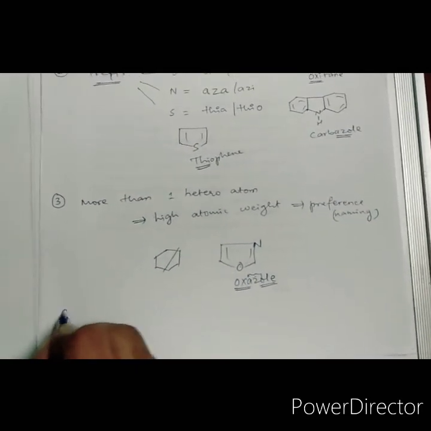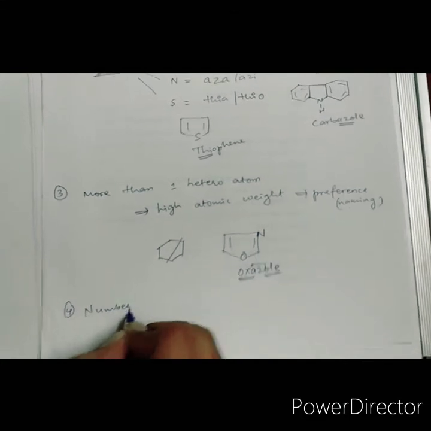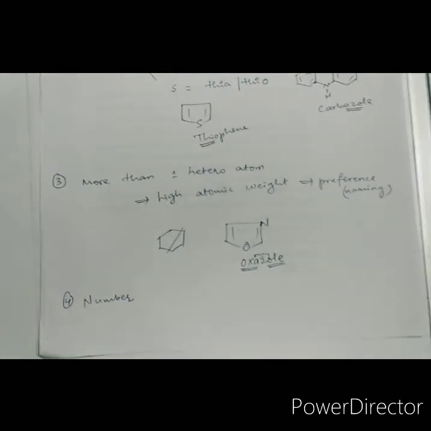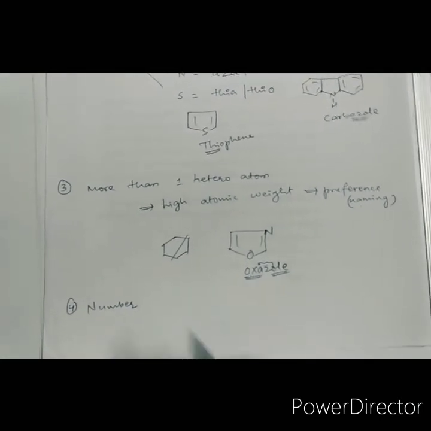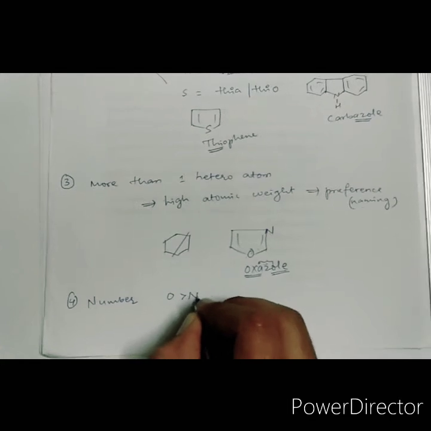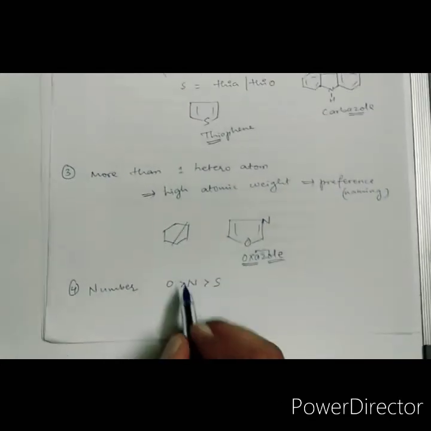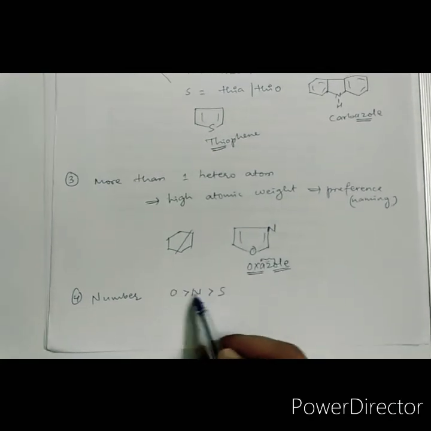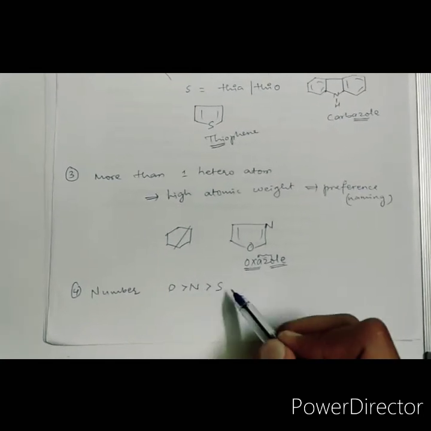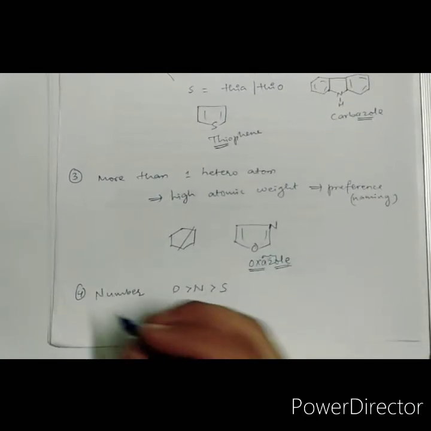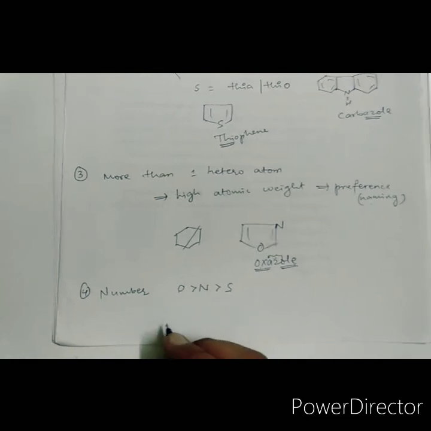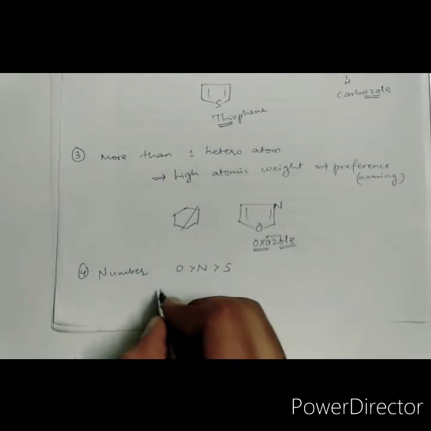The next rule is how to number it. Numbering is given based on the heteroatom present. Oxygen gets first, nitrogen gets second, and sulfur gets third. So if more than one heteroatom is present in a heterocycle, oxygen will get the first number, nitrogen the second, and sulfur the third. But if it contains only one heteroatom, then that heteroatom will get first and the remaining carbons will get the consecutive numbers. Let us see an example.